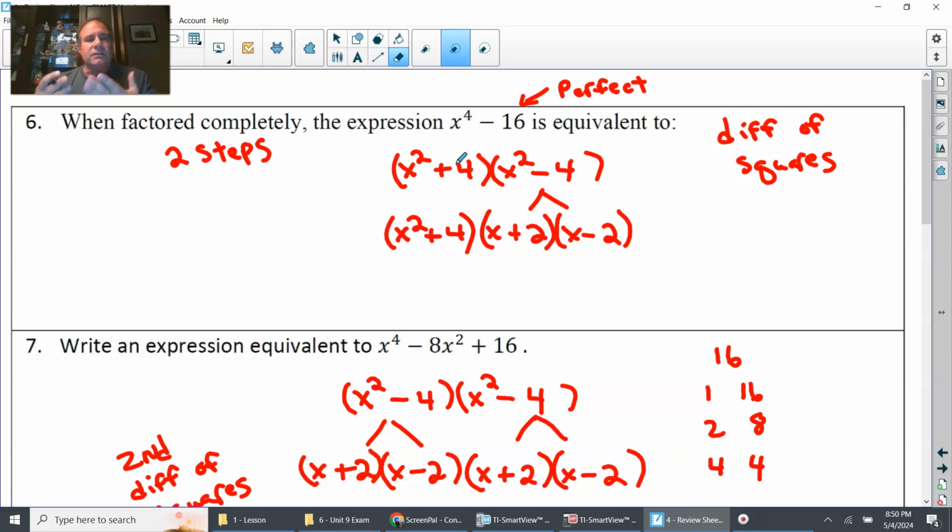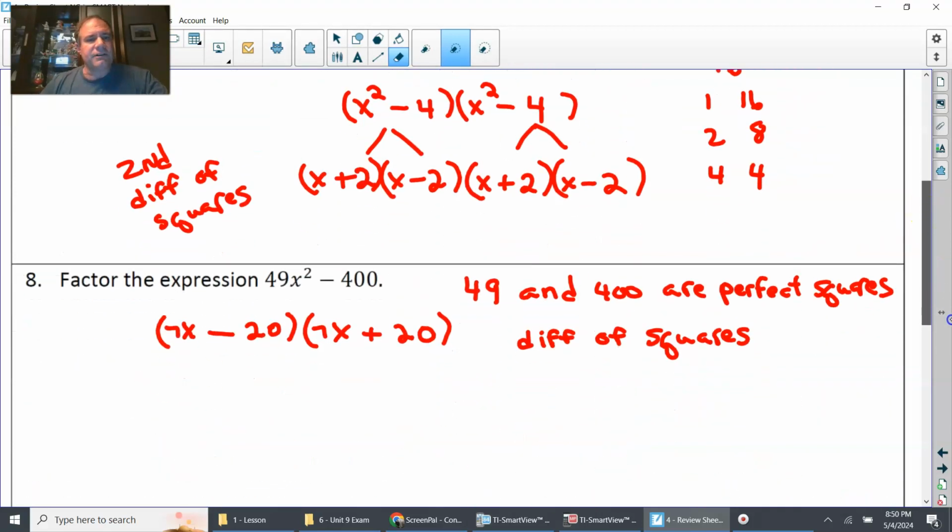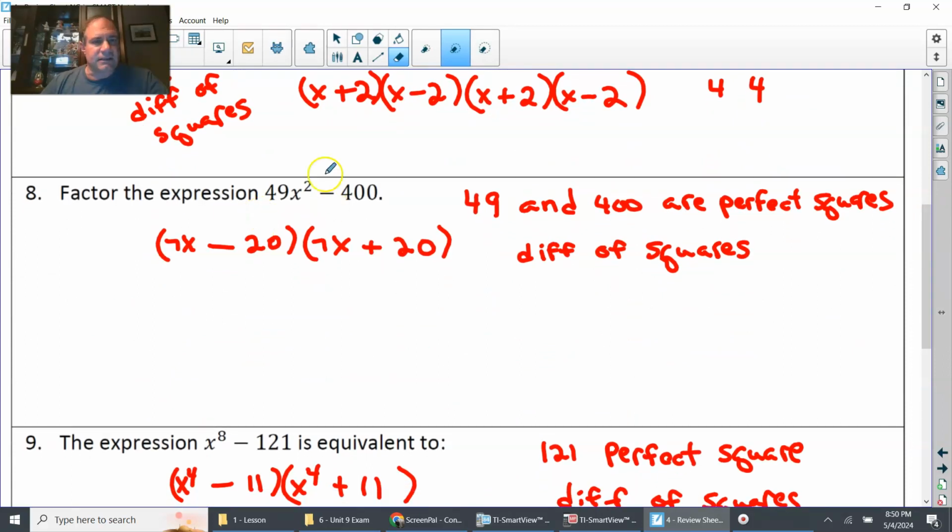Just remember the perfect squares. You have to remember the perfect squares because every time that they give you something like this, like number 8, it's 49x squared minus 400. It doesn't look like the difference of squares, but both of them are perfect squares, 49 and 400. You recognize that. That means you know what times what equals 49. You know what times what equals 400. And that is it.